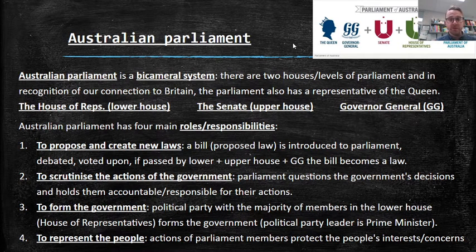We don't obviously have as much in common with them now because it's been 100 years since we've signed that constitution, but it's still part of our Parliament. So we've got the House of Representatives, the Senate, and the Governor General. And the Australian Parliament has four main roles or responsibilities, four main things that they're supposed to do.